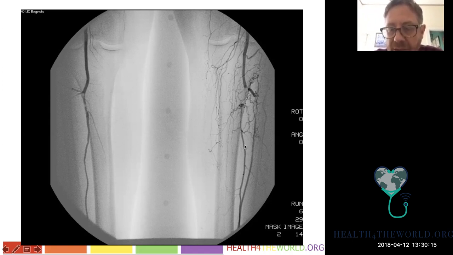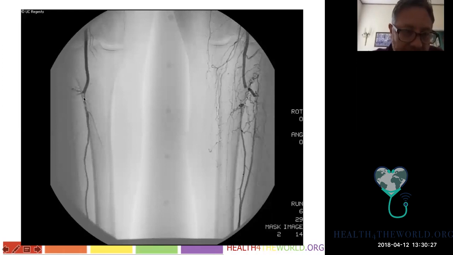So it looks okay, but it's definitely, the TP trunk is occluded. Here you have the anterior tibial artery, and you see there's some irregularity here of the TP trunk, and there's just a continuation of this vessel coming down, and that's the peroneal.